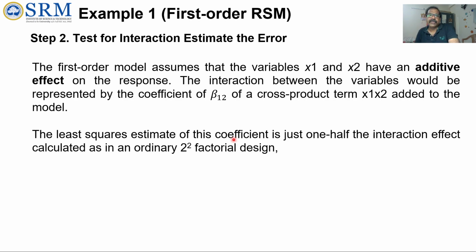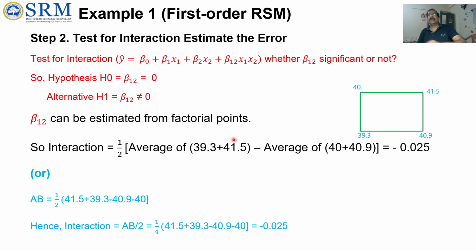If it is not significant, or very close to 0, we can accept that the first order model is fit. So how to calculate the beta 12? This is the test of interaction estimate.